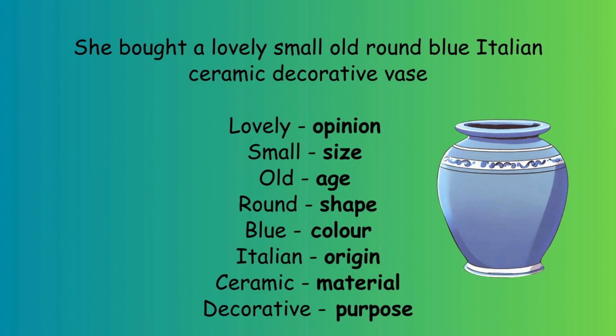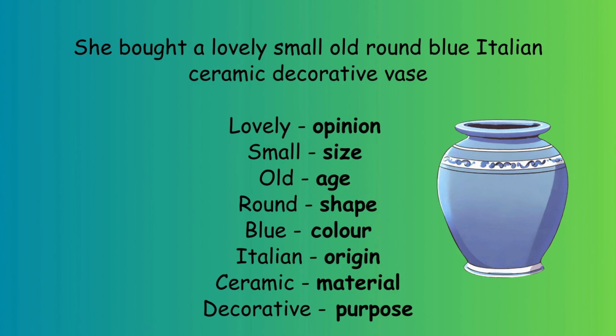So the lovely vase, lovely is opinion. We can say the vase is lovely or ugly. Small refers to the size, adjective about size: small, medium, or large, or even miniature vase. We can talk about the age, that's another adjective. Age of the vase: old, or recently made, or ancient.